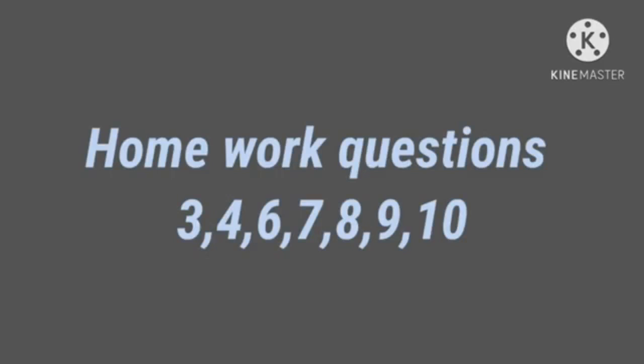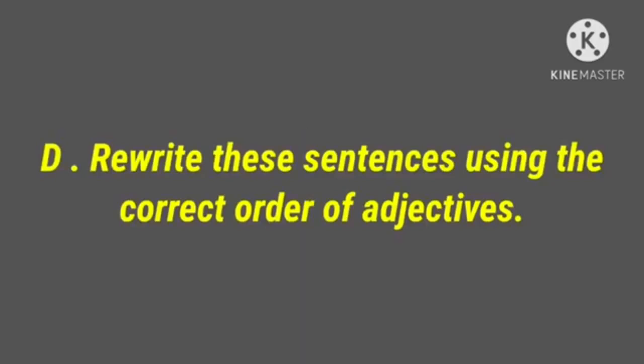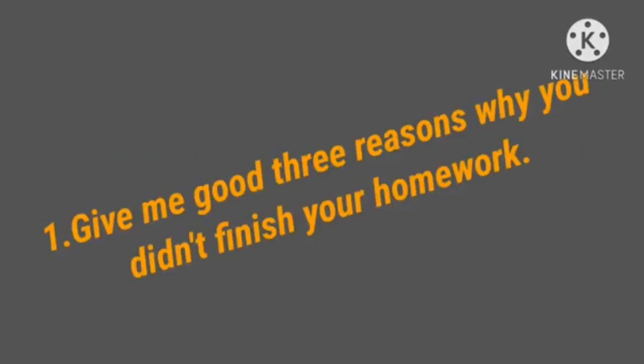D. Rewrite these sentences using the correct order of adjectives. First one, give me good 3 reasons why you didn't finish your homework. What are the adjectives here? Good and 3. Good refers to quality and 3 refers to number. Is the order written here right? No. According to the table, first we write the number and then the quality.